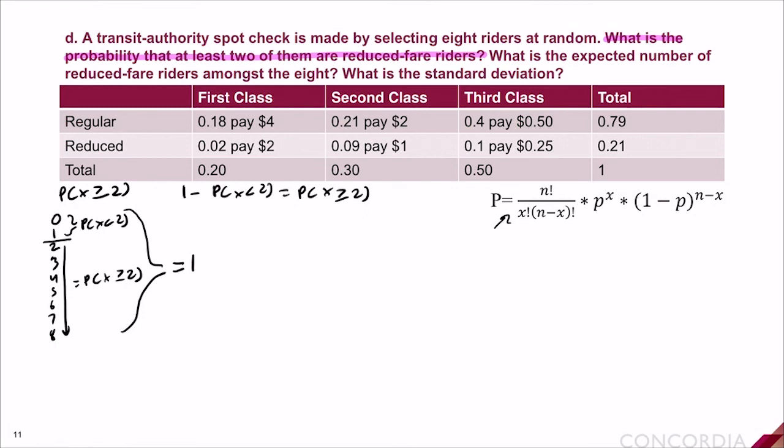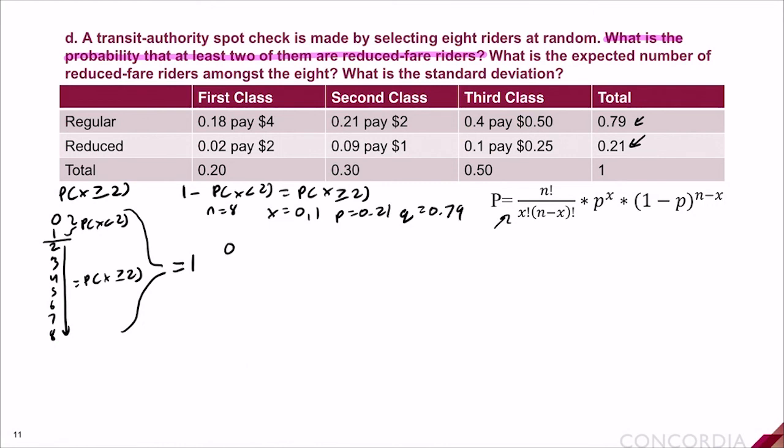We will begin by labeling our variables for the equation. Our n would be 8, since that's the number of riders we're testing. Our x would first be 0 and then 1. Our p would be the probability of a rider being reduced fare, which we would find on our table, which is 0.21. And our q, which would be the probability of a rider not being reduced fare, or in this case being a regular fare rider, which is also on our table and is equal to 0.79.